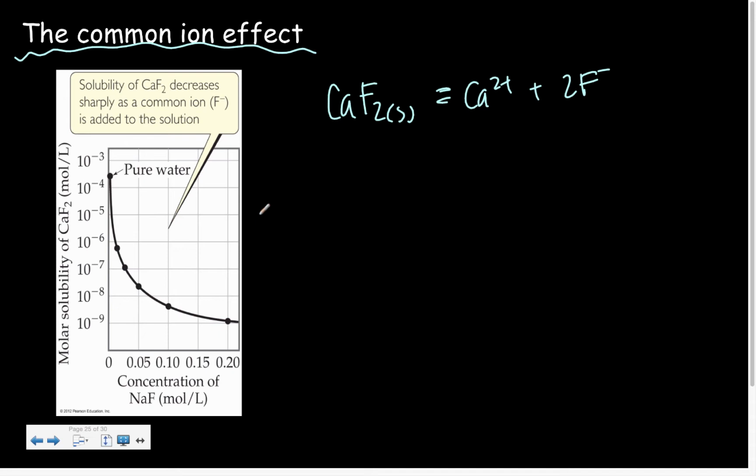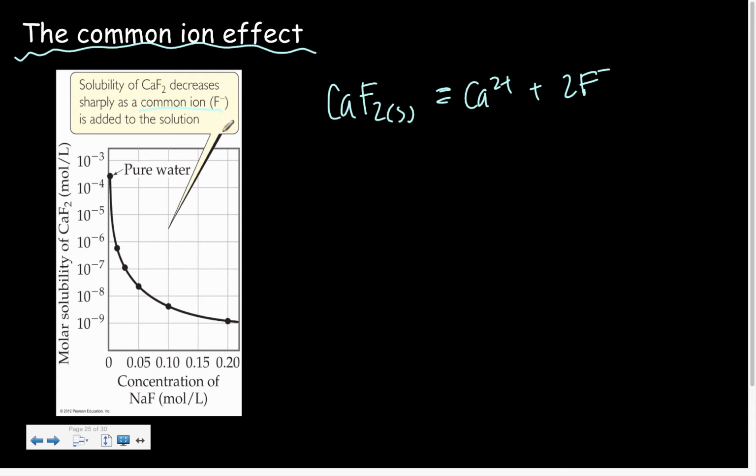So, common ion effect, just like it says, it's the effect of having a common ion in the solution. So if we were talking about calcium fluoride, for example, this says that the solubility of calcium fluoride decreases as a common ion is added to the solution. So for example, this is what we're talking about: calcium fluoride, as a common ion is added to the solution.